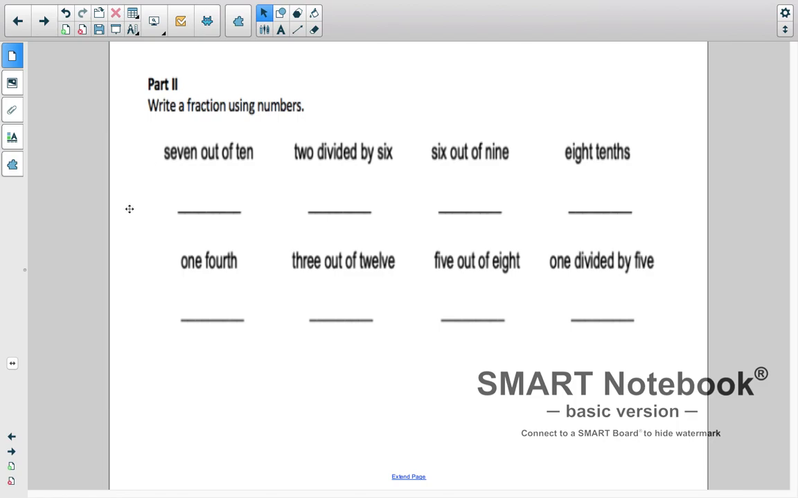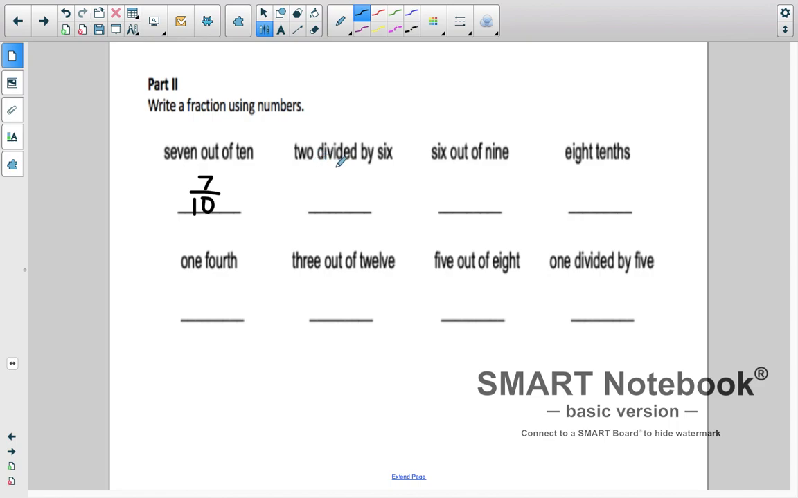Part 2 says, write a fraction using numbers. So this time they wrote all of it in word form, so we have to write it first. The first one says 7 out of 10. The first number is going to be the first number that they say, 7. And it's out of how many pieces? 10. So it's 7/10. Let's go on to the next one.